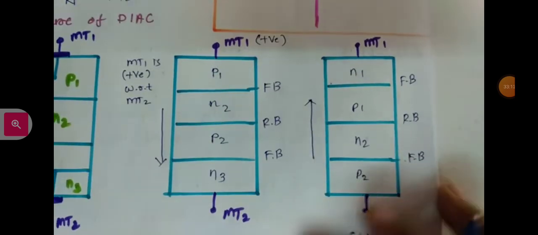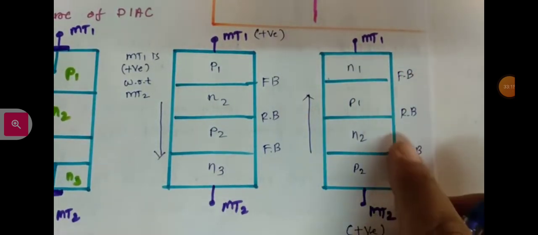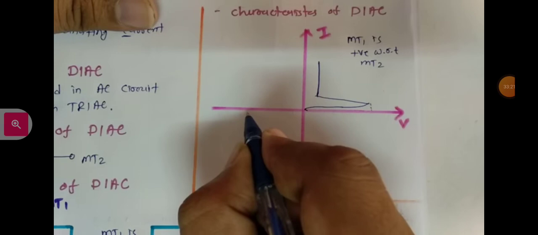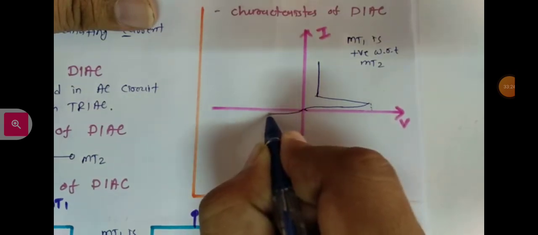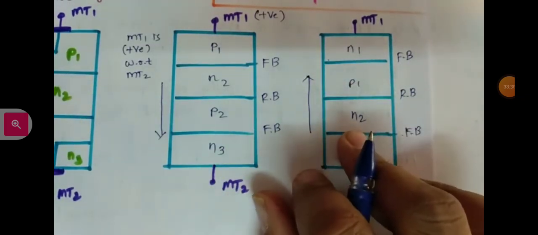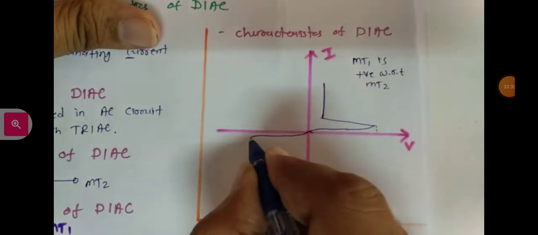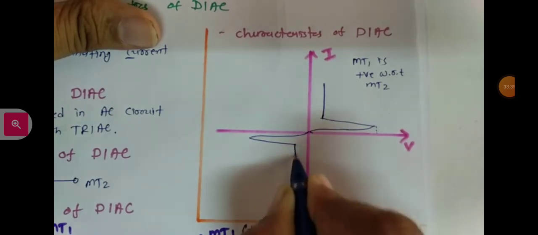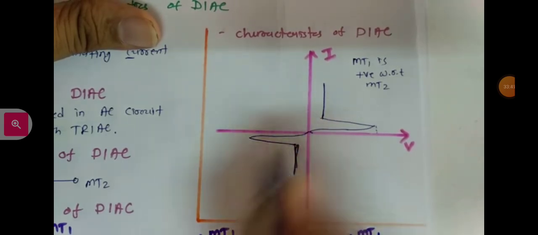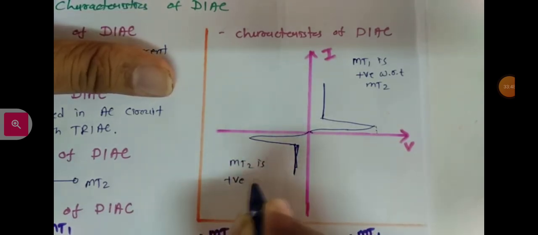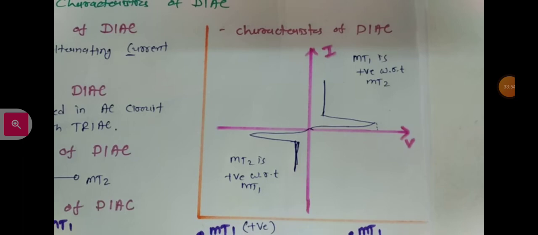And the second case is MT2 positive with respect to MT1. In that case the P1 N2 junction is in reverse bias, so because that junction is in reverse bias, a very minor current will flow, and once the P1 N2 junction breakdown happens, there will be a flow of current, and one can clearly observe the characteristic. So here this case is MT2 positive with respect to MT1. So this is how the characteristic of DIAC is.